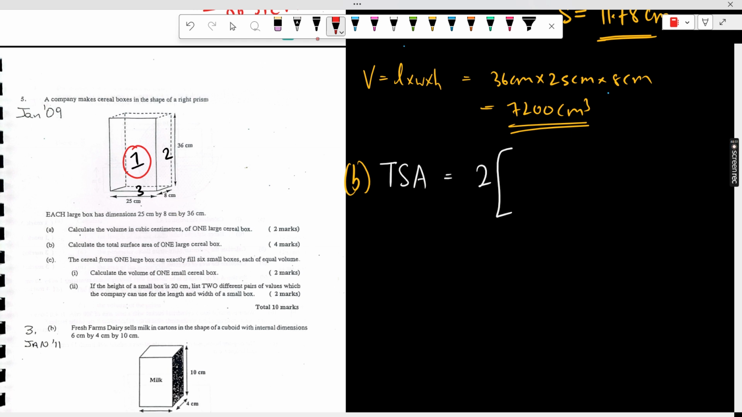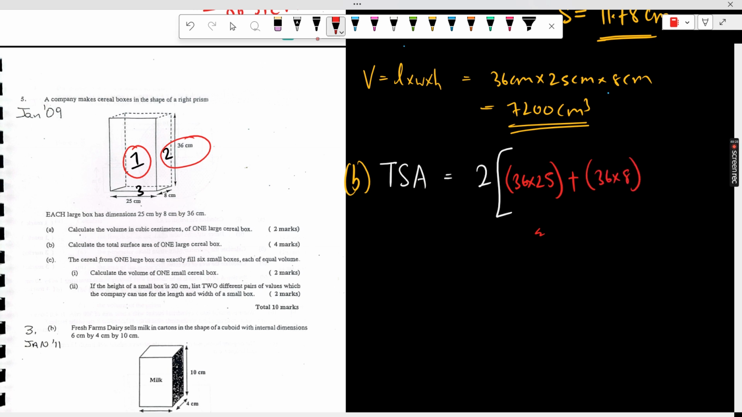face one has height 36 centimeters and it has width 25 centimeters. Are you with me? You seeing that? Yes, sir. So if you look at my image now, the height is basically 36 centimeters and we have the base, which is 25. So this is 36 times 25. So that's face one. Face two also has a height of 36 centimeters, but its width is 8. So this is plus 36 times 8, right?